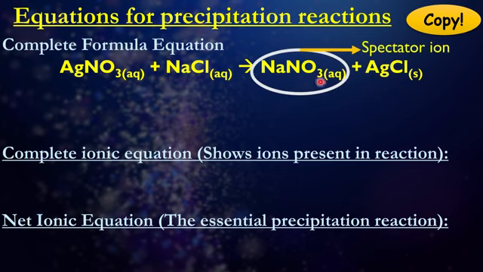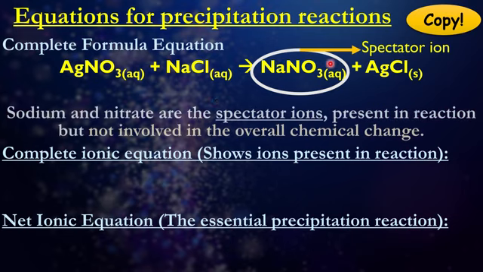We're going to call the two ions that make up this compound spectator ions. Why do I say that? Well, spectator ions are not involved in the overall chemical change or the chemical reaction. We can see that the thing that is undergoing a chemical reaction is the silver and the chlorine.